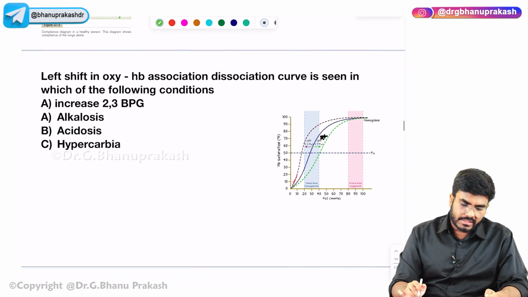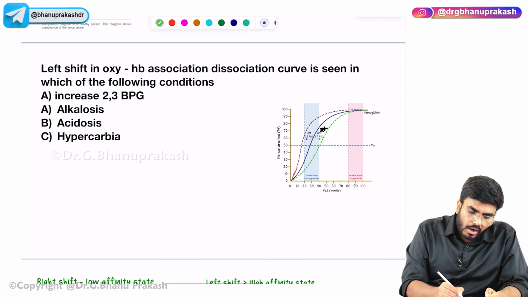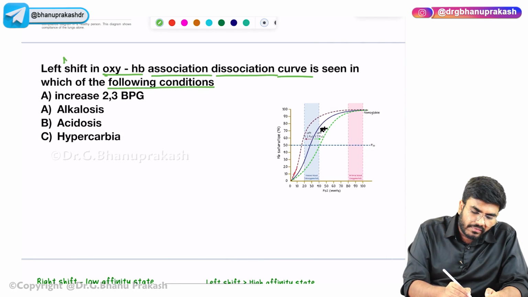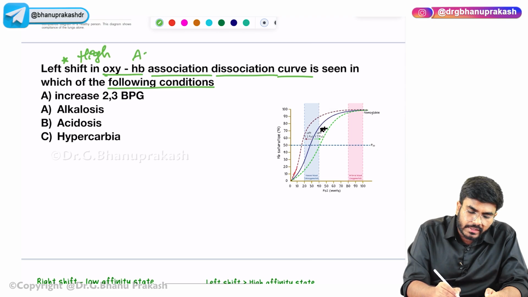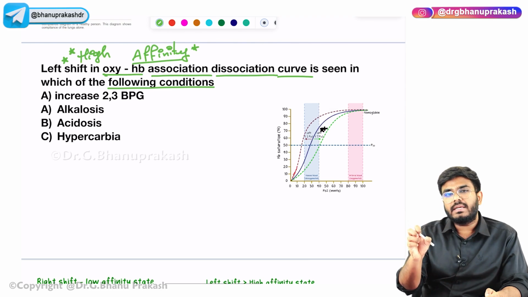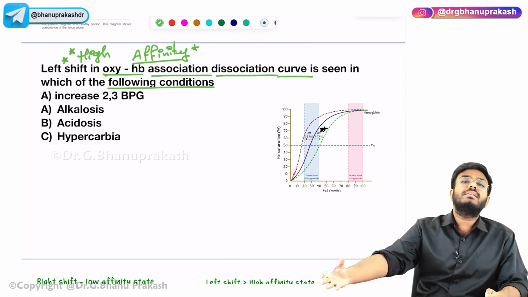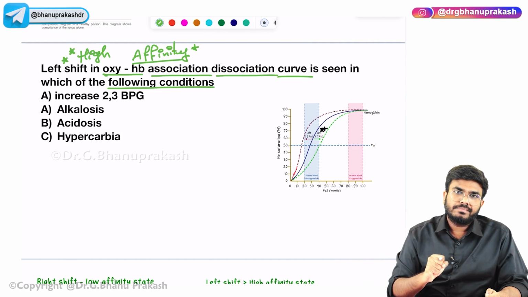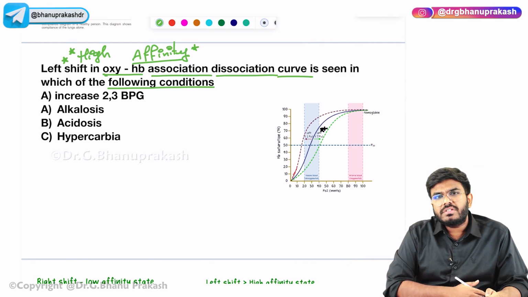Okay, next, left shift in oxyhemoglobin association dissociation curve is seen with which of the following conditions? See, they are talking about left shift. Left shift means high affinity state, which means hemoglobin is tightly binding with the oxygen. Hemoglobin is not releasing the oxygen. So left shift is going to be seen in which condition?